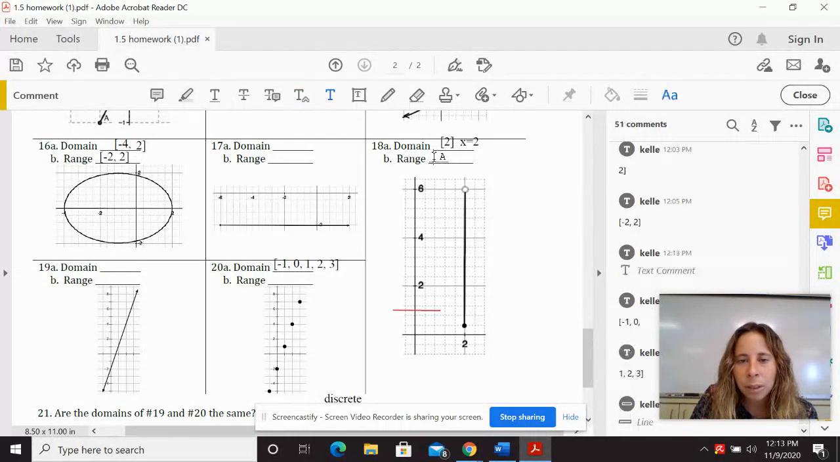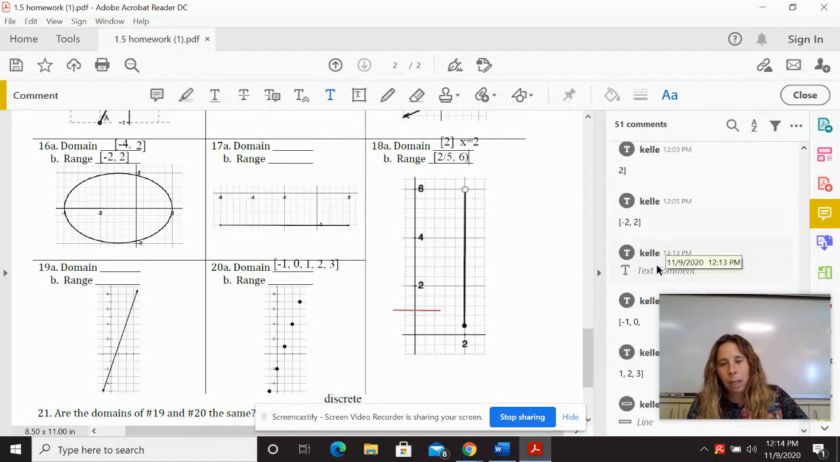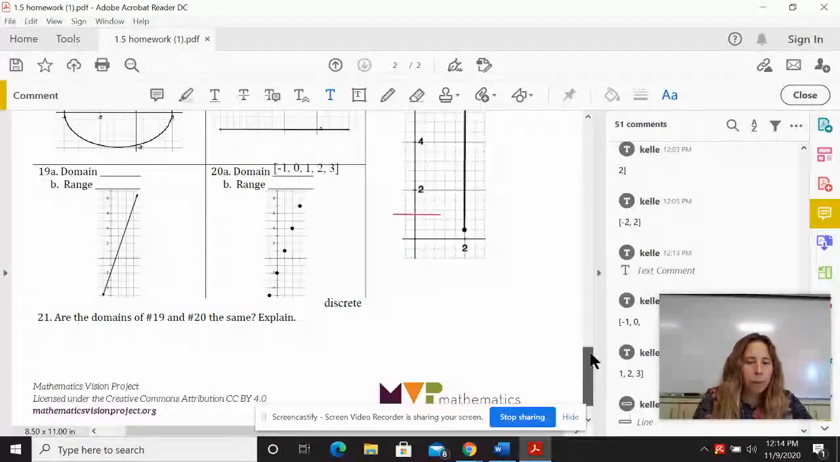So your range, my lowest point is 2/5, and then my highest point. Okay, here we go. Highest point is 6. But there's a hole there. So you put a parenthesis. I'm really mad about that. That's just overly obnoxious of them to do. Anyways, there you go. The rest of them you have to do on your own.